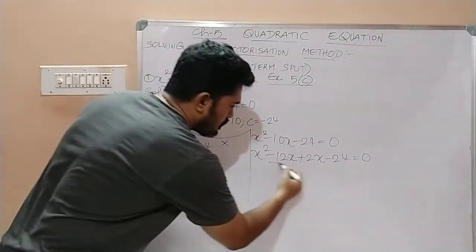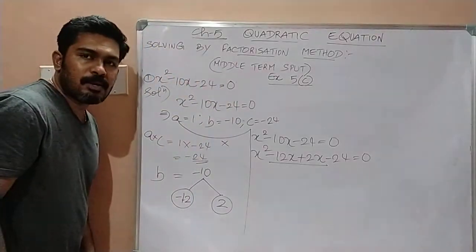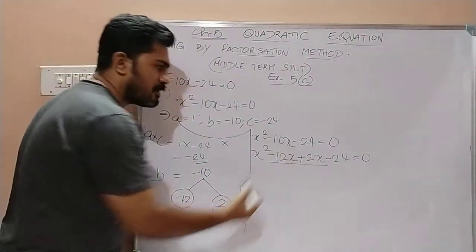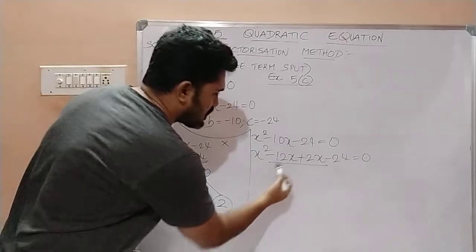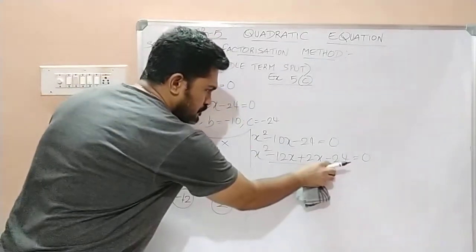If you have a doubt, just verify it. What is minus 12x plus 2x? It's minus 10x.